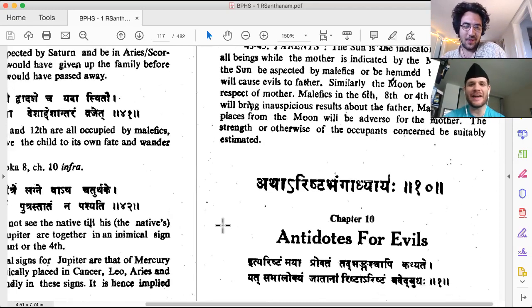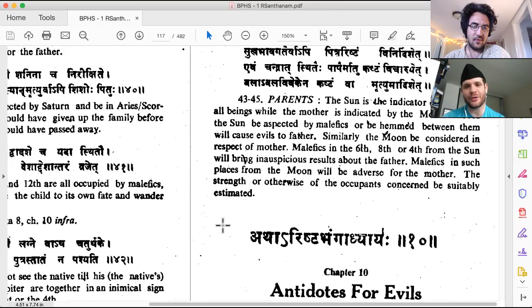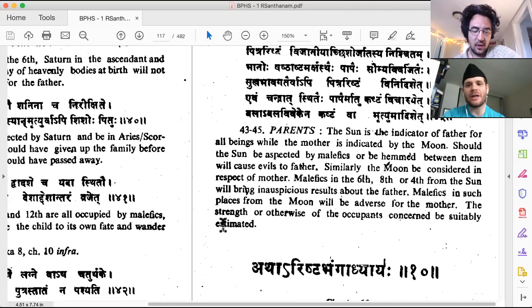I just want to mention the last shlokas, 43 and 45, where he explicitly says that the Sun is the indicator of the father and the mother is indicated by the Moon. We also have here the same precepts of hemming and the idea of the Moon being in Adushtana. This shloka feels a little out of place, but you get an idea of the sthira karakas related to family members. Cool. Do you want to continue?